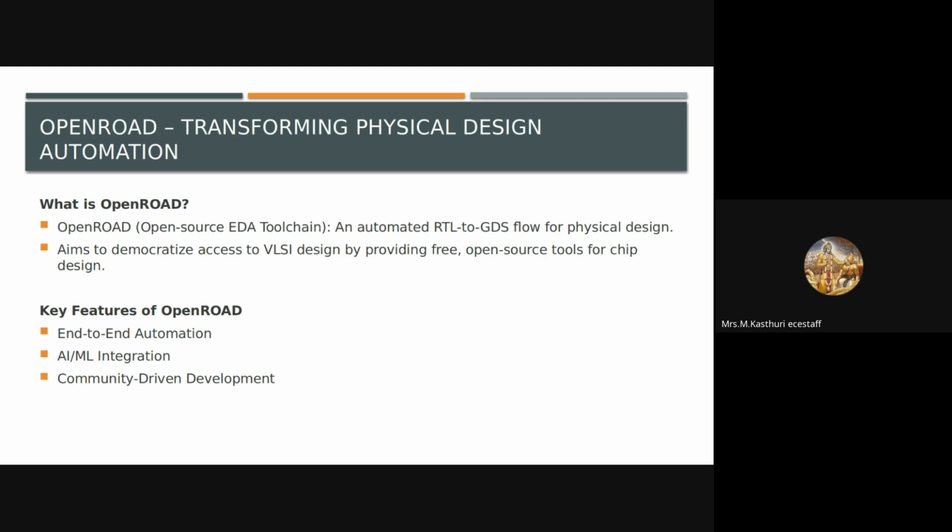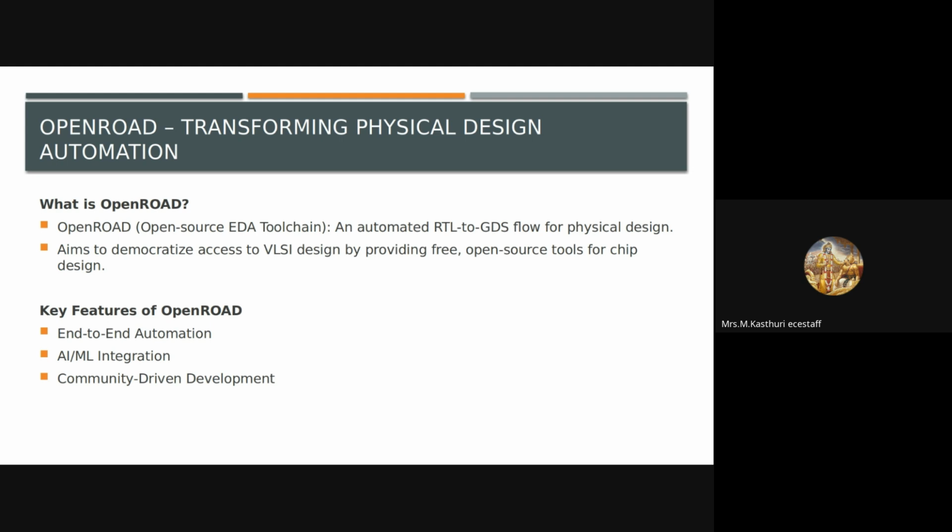OpenROAD transforming physical design automation. What is OpenROAD? OpenROAD is an open source EDA toolchain designed to automate the RTL to GDS flow. It is specifically crafted for optimizing and streamlining the chip design process, offering a complete solution for physical design tasks like placement, routing, and timing analysis. OpenROAD aims to democratize access to very large scale integration design by making powerful tools available for free, supporting both academic research and industry needs.